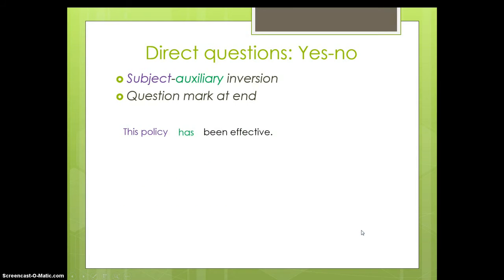Next, subject-auxiliary inversion here. This time the auxiliary is a form of have. It's has. We also have been, but we just want the first one. So we take it and move it to the beginning, and then the subject goes down here, and the rest of the sentence is unchanged. Okay. And finally, finish it with a question mark. Okay, let's try another.